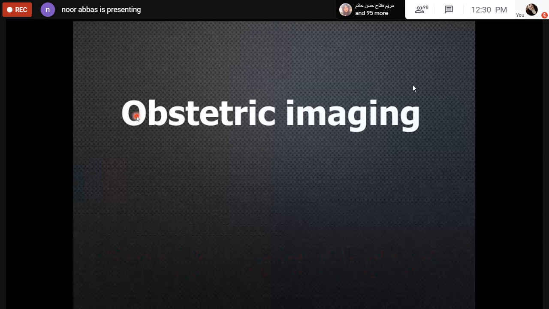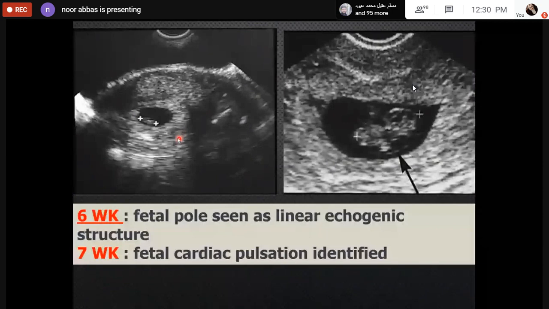هذا fetal pole أقدر أعتمد عليه. Measurement نسميه crown rump length. يعني from the crown, from the top of the head to the bottom. هذا crown rump length. راح أقدر أقيسه حتى يحدد لي accurate assessment لحد about يعني 9 to 10 weeks. Then after that, أنا راح أقدر أسوي assessment of the fetus by other parameters.